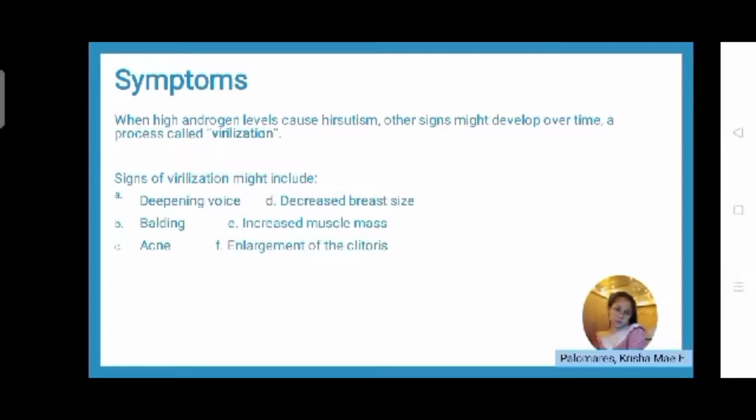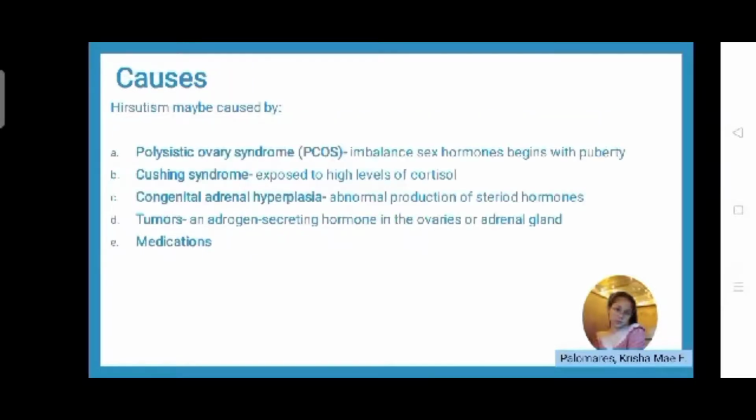Signs of virilization might include the deepening of voice, balding, acne, decreased breast size, increased muscle mass, and enlargement of the clitoris. Hirsutism may be caused by polycystic ovarian syndrome, or PCOS. This condition, which often begins with puberty, causes an imbalance of sex hormones. Second is Cushing syndrome. This occurs when your body is exposed to high levels of the hormone cortisol.